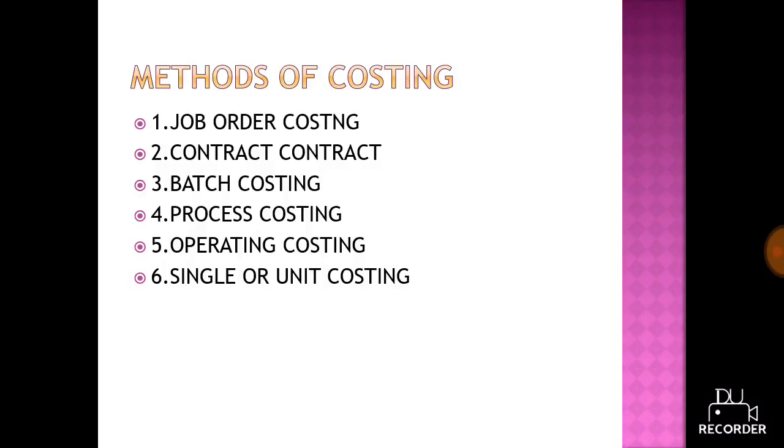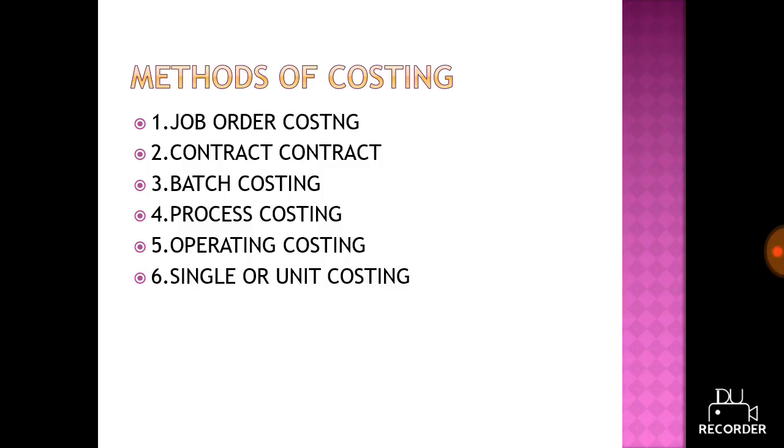Job order costing. The number one method of costing. This method applies where work is undertaken to customers' special requirements. The cost unit in job order costing is a job or work order for which costs are separately collected and accumulated. A job, big or small, comprises a specific quantity of a product to be manufactured as per customers' specifications.